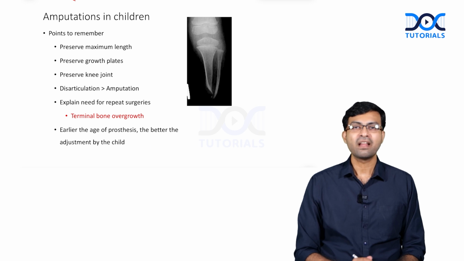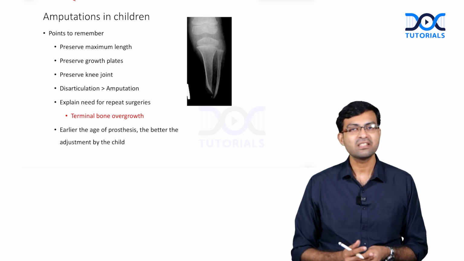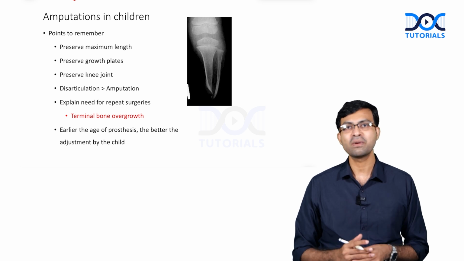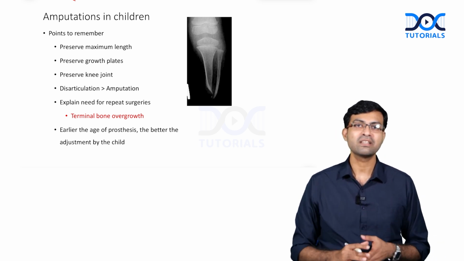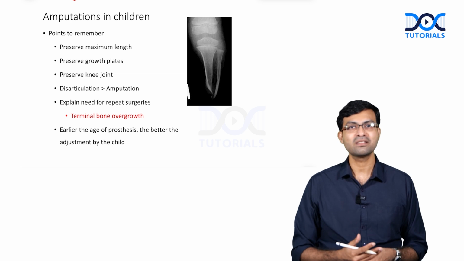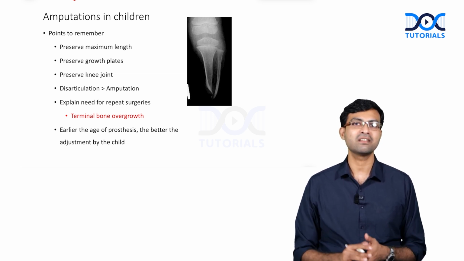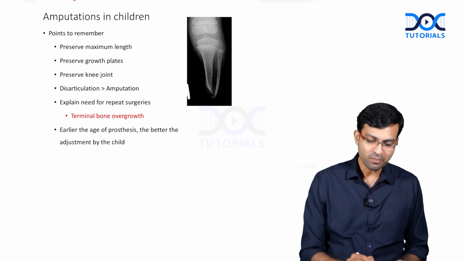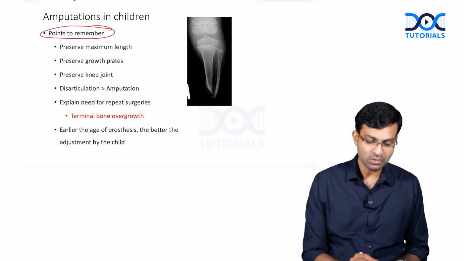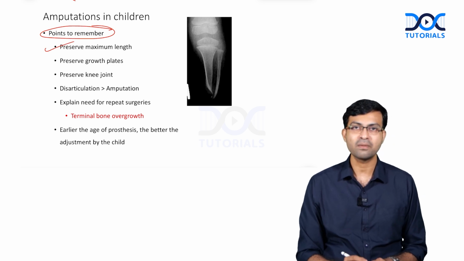Okay. Now, rarely, in certain unfortunate situations, we may have to do amputations in a child. I remember when I was doing my PG, we had to do an above elbow amputation for a child with a neglected supracondylar fracture with gangrene. That is one of the painful experiences for me. Amputations in children are not pleasant at all. And there are certain points that you have to remember while doing amputation in a child. First and foremost, preserve the maximum length of the stump as possible.